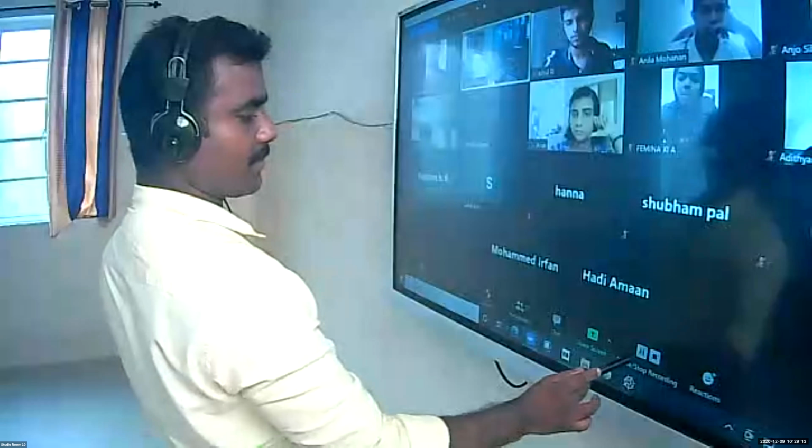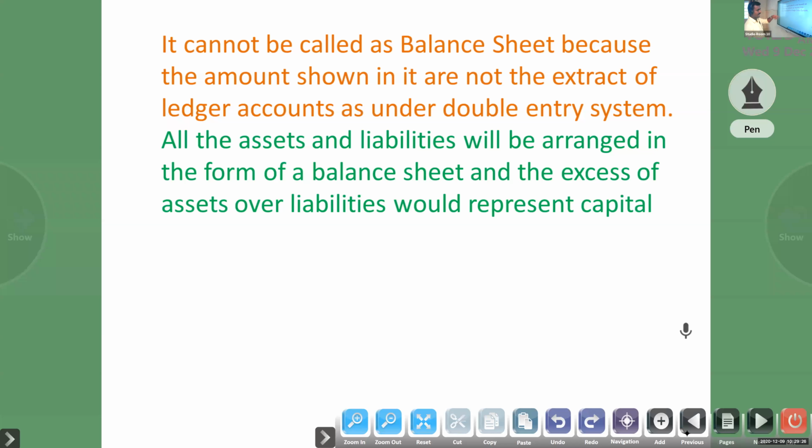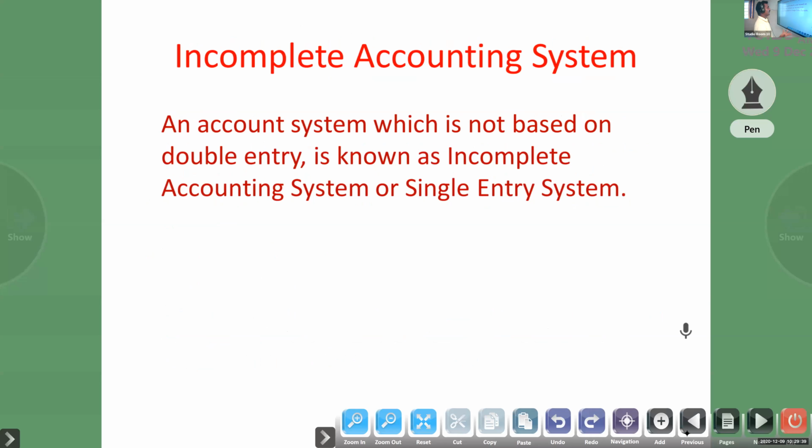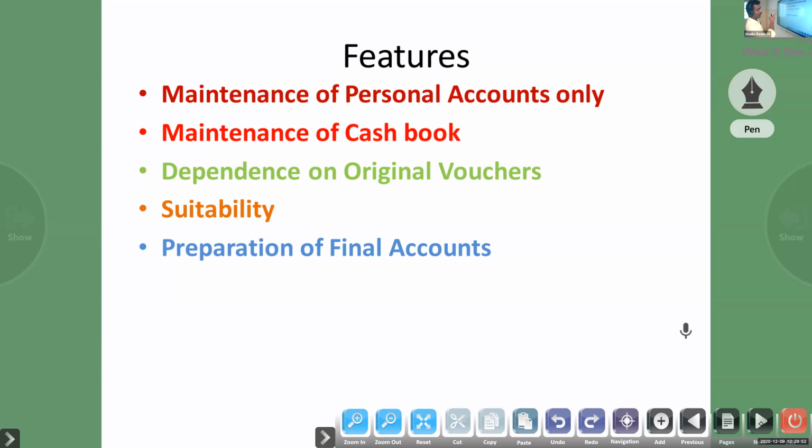Okay, so in this chapter, first we studied what you mean by single entry: an accounting system which is not based on double entry. It is incomplete. Because it is incomplete, it is inaccurate. Whenever we convert single entry into double entry, why do we prepare the opening statement of affairs? To know the opening capital. Even if any item is left out, we will get the capital. So it is inaccurate, unscientific. Features: maintenance of personal accounts only. Now you understood the meaning. We prepare debtors account, creditors account, bills payable, bills receivable, related to persons, and maintenance of cash book to know the cash in hand. Dependence on original vouchers: on the basis of original bills, we record the transaction. Suitability: it is suitable for sole traders and partnership firms. Preparation of final accounts: we can prepare the final accounts from incomplete records.